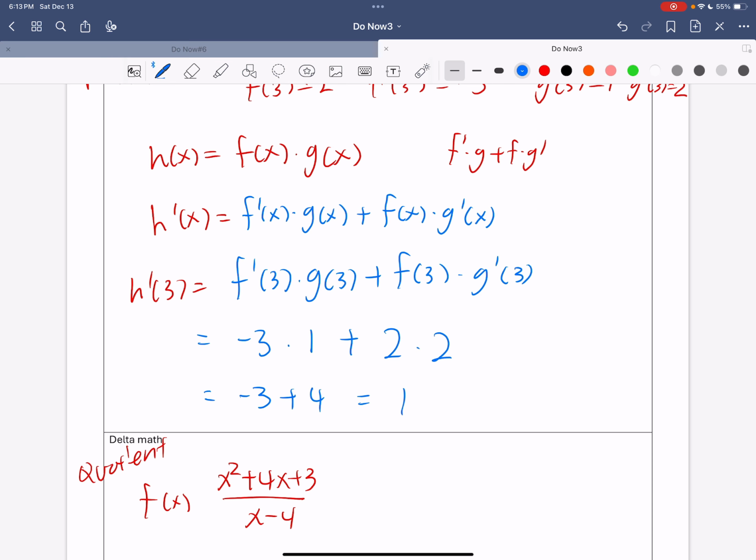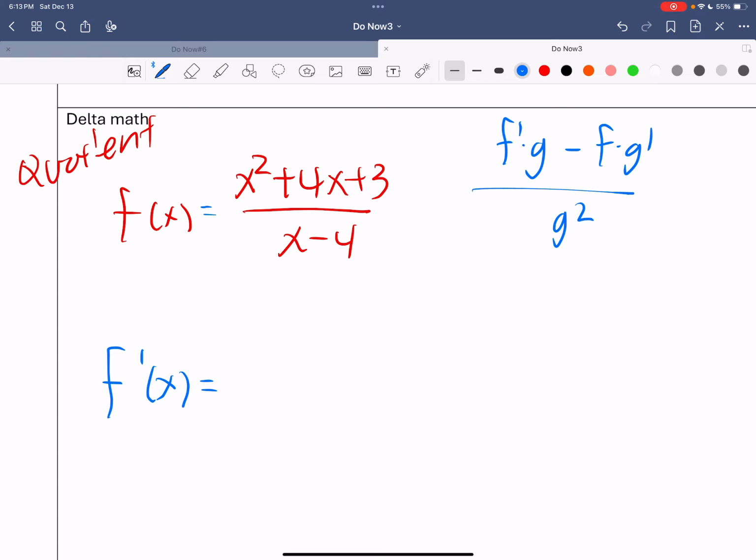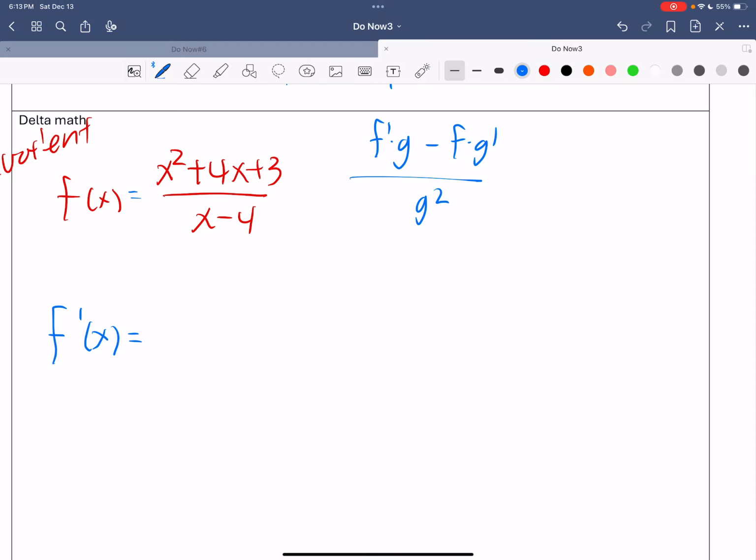That's simple. Last question, quotient rule. Take a derivative. That's very simple. It's going to be F prime times G minus F times G prime over G squared. Normally, you don't have to simplify the bottom, but you might have to simplify the top.